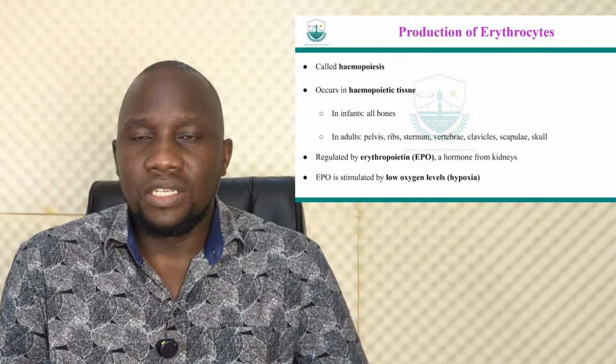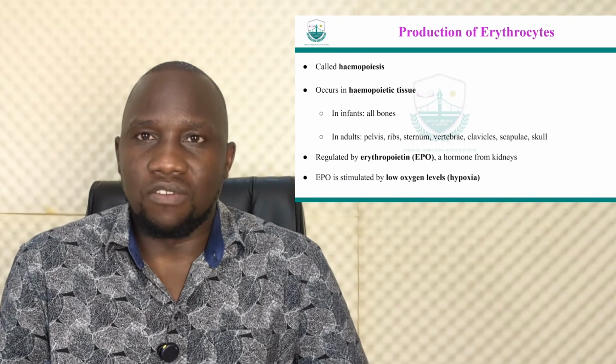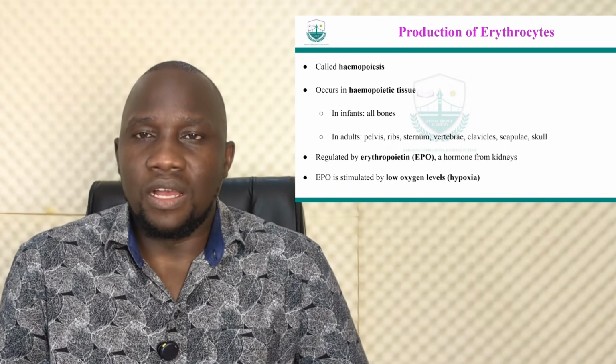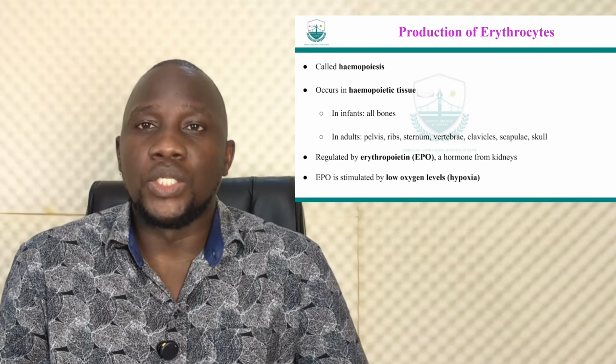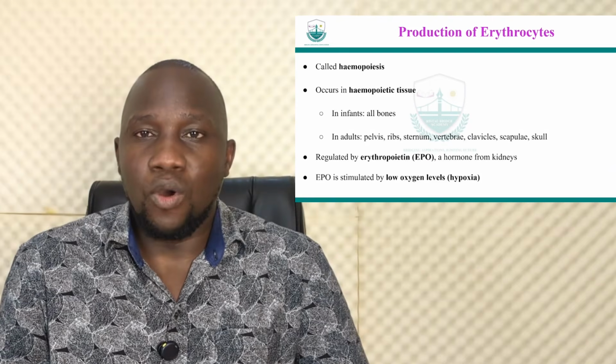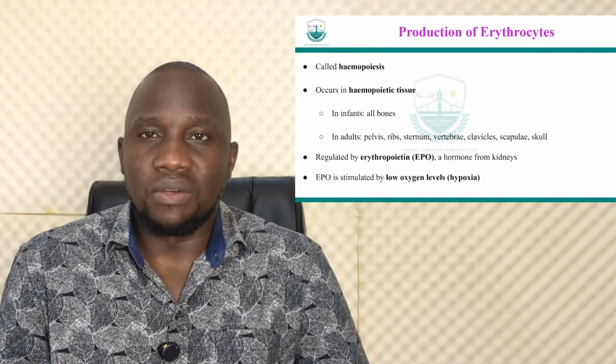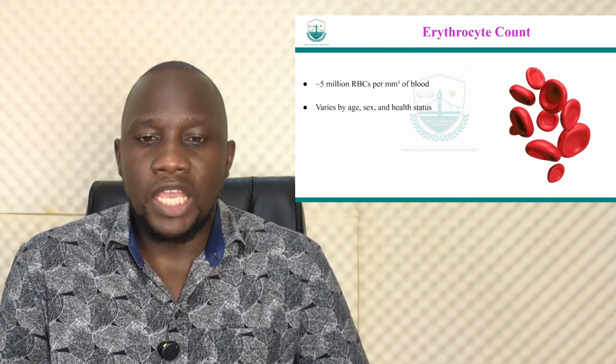Okay, so this hormone is secreted every time we have low oxygen levels. So if you are exposed to conditions of low oxygen, which we term hypoxia, your body will secrete, basically the kidneys will secrete erythropoietin.